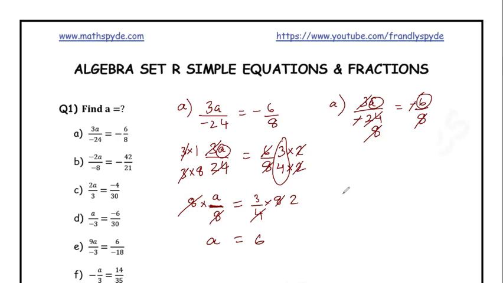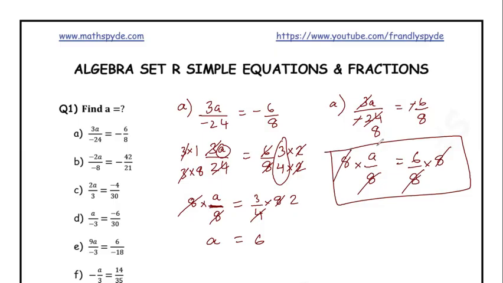So how did this 8 and 8 go? Let's go back one step. What we have is A upon 8, which is equal to 6 upon 8. So when I multiply 8 on both sides, 8 and 8 go, 8 and 8 go, got it? So rather than using this extra step, I just cancel them out like that.